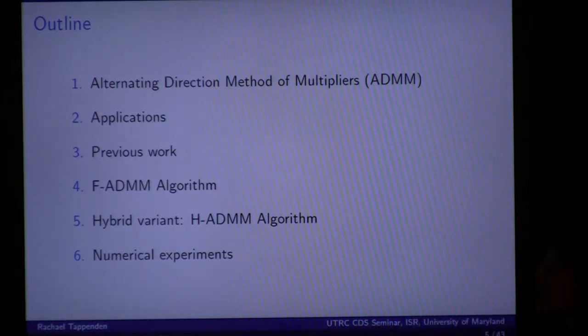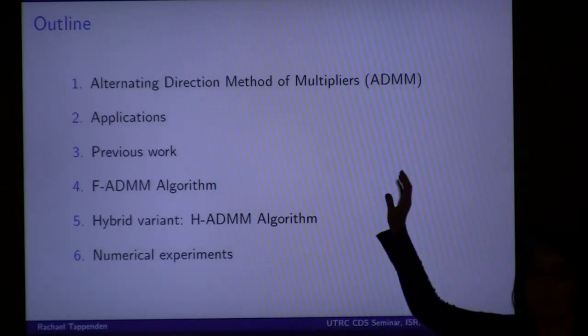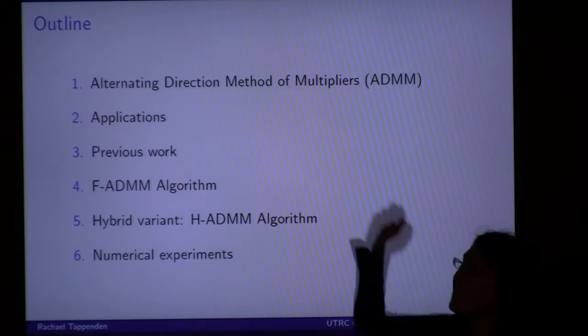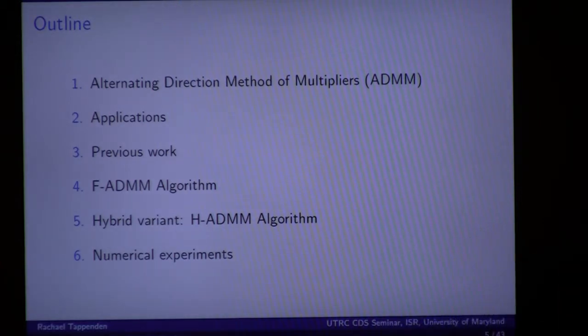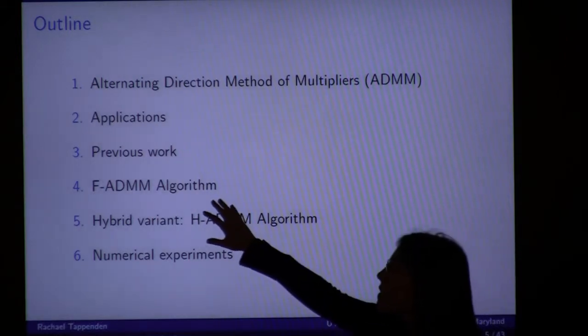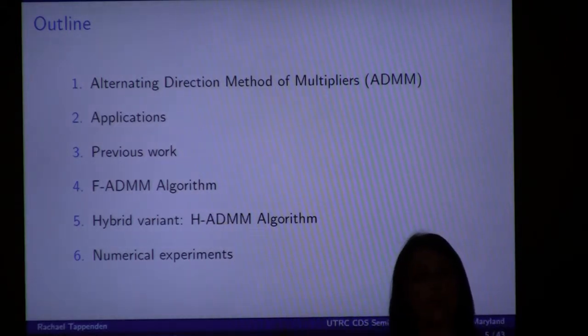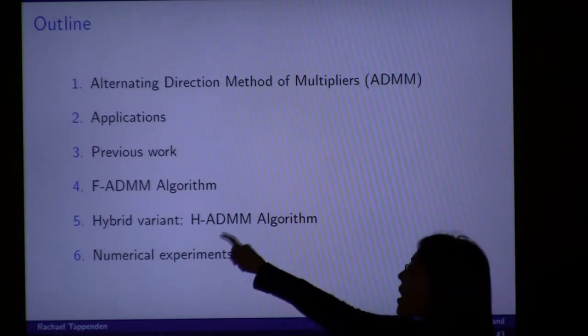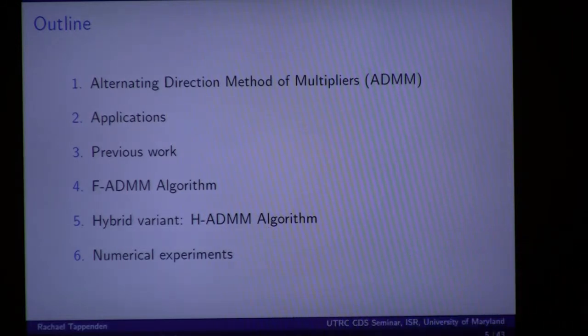I want to try and give a nice, accessible, if possible, this is my hope, that the first part of the talk is quite accessible, so that even if you've never seen this algorithm before, hopefully you'll have some understanding of it. And then even just to motivate why we might want new versions of this traditional ADMM algorithm. I'm also going to talk about a hybrid variant. I'll describe this more later, and then give some numerical experiments.